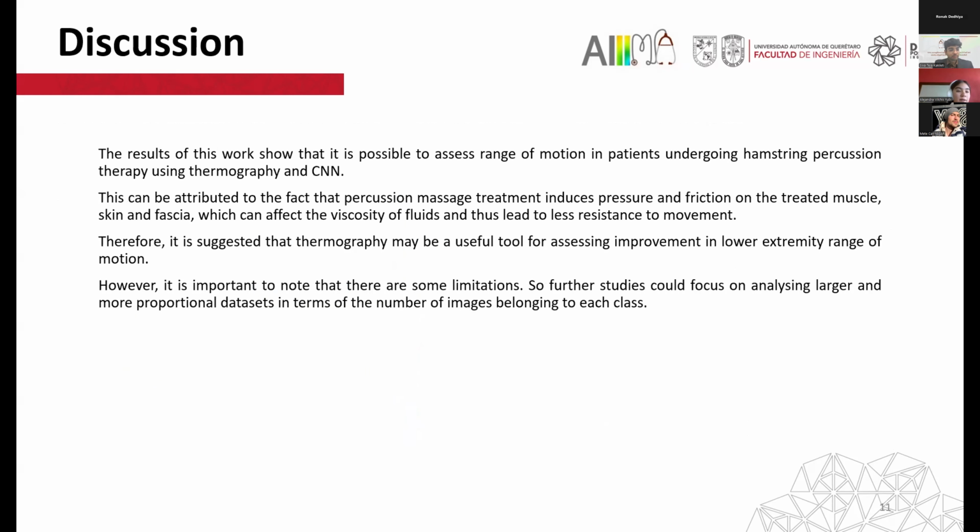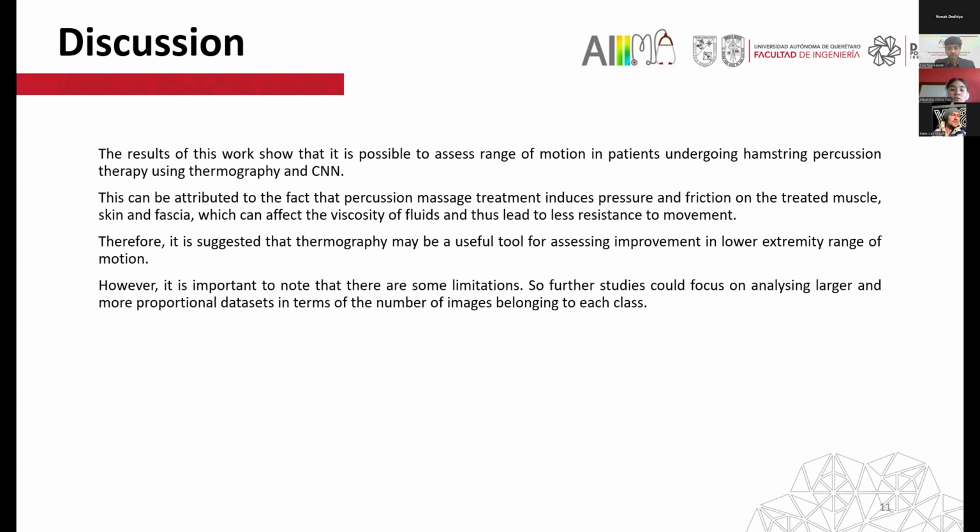So in our discussion, we analyzed that this work shows a possible way to perform ROM assessment in patients undergoing hamstring therapy using thermography and CNN, which can be attributed to the fact that percussion therapy exerts pressure and friction on the treated muscles, which can affect fluid viscosity and lead to reduced resistance to movement, resulting in physiological changes that can be detected by thermography and artificial intelligence.